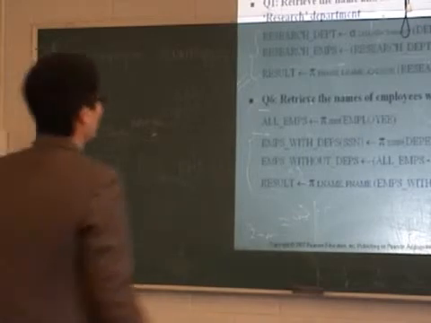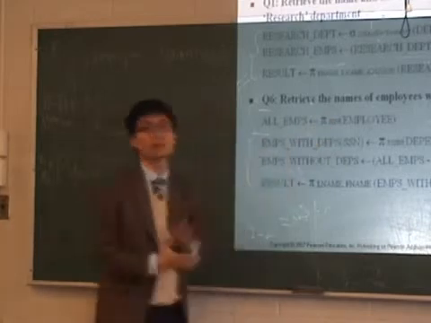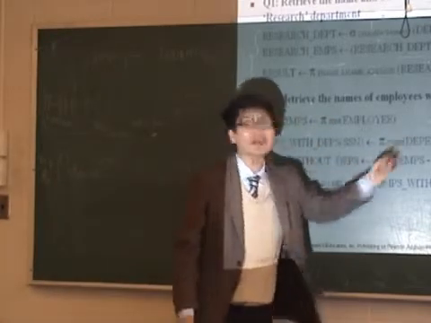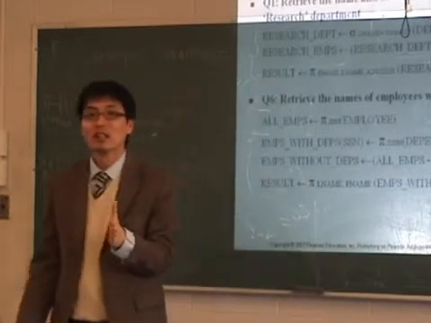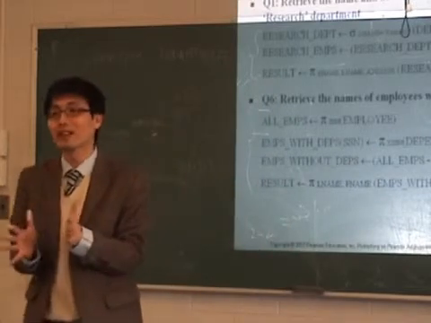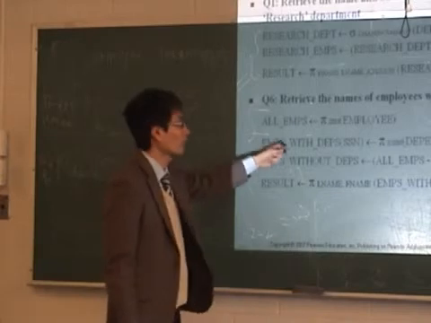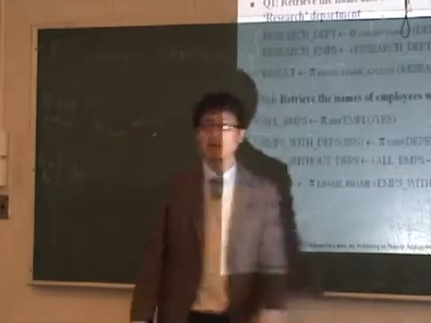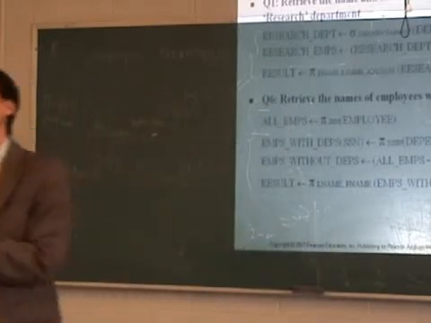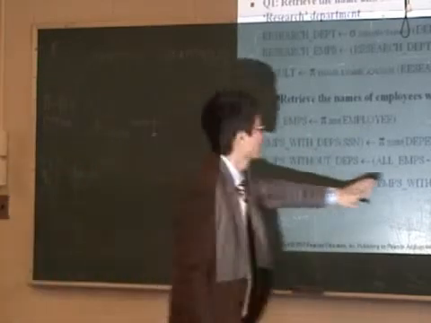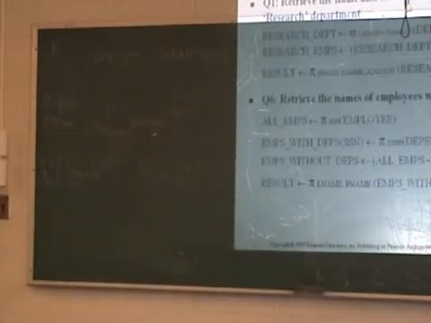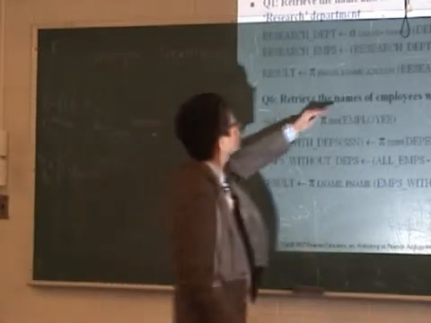For example, first get the social security number of employee, all employee. Then get the ESSN from dependent. That means employee with dependent. This one. That's it. We can subtract from all employee the employee with dependent. The remainder is the employee non-dependent.